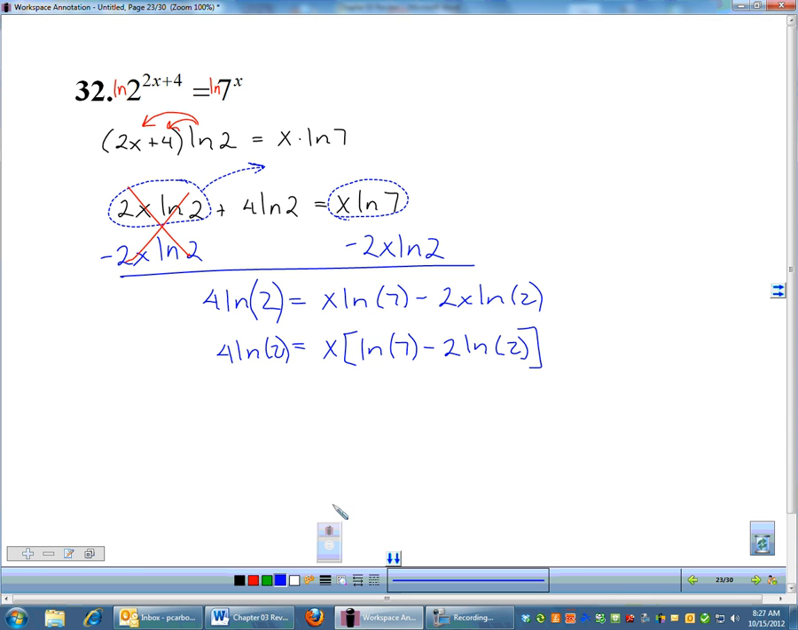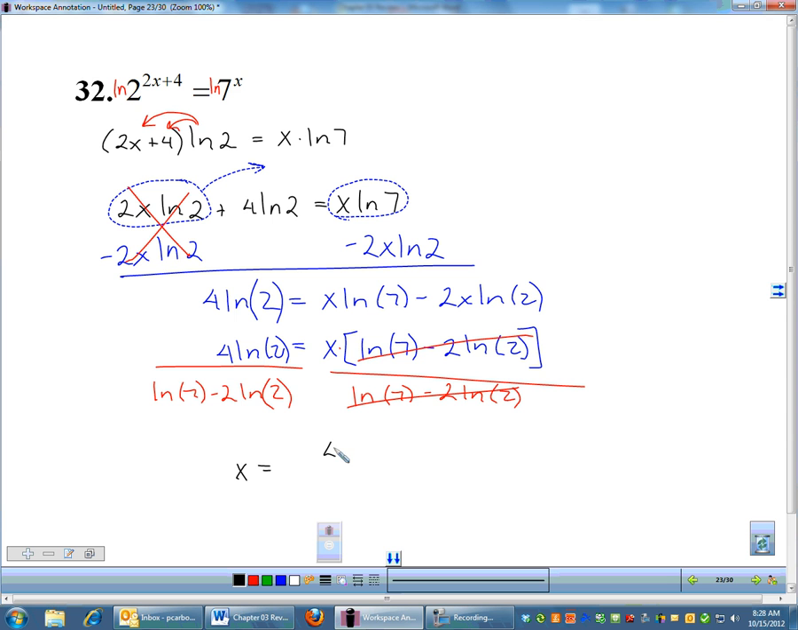And then finally, I can solve by dividing. Since it's x times all of that stuff, I'm going to divide both sides by all that stuff, ln 7 minus 2 ln 2. And here they cancel. That cancels that. And my final answer is simply x equals all of this stuff: 4 times the natural log of 2 over natural log 7 minus 2 natural log 2.